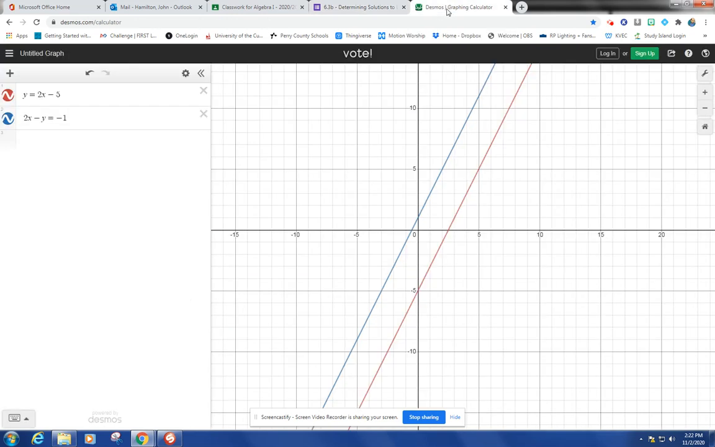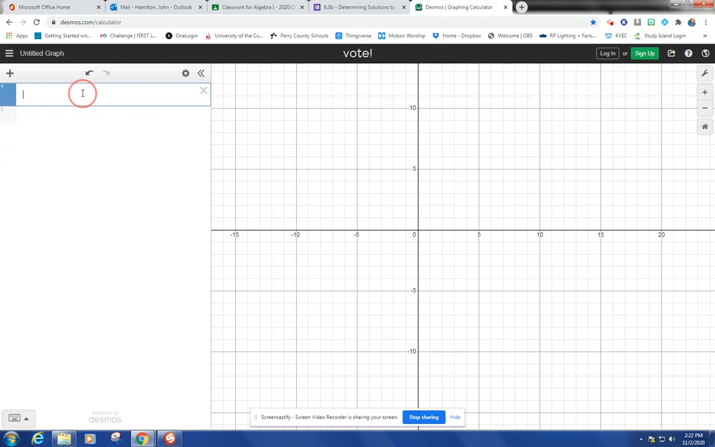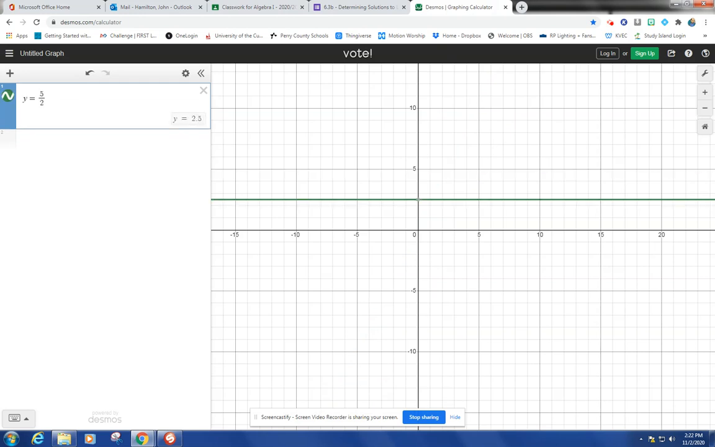So if you notice, I'm going to go back to Desmos. And here I've already got these two in here. I can just click this X and it will take those away. All right. And then click right back in, and I could go ahead and put in my 2 equations. So I have y equals first. Y equals 5 divided by 2.